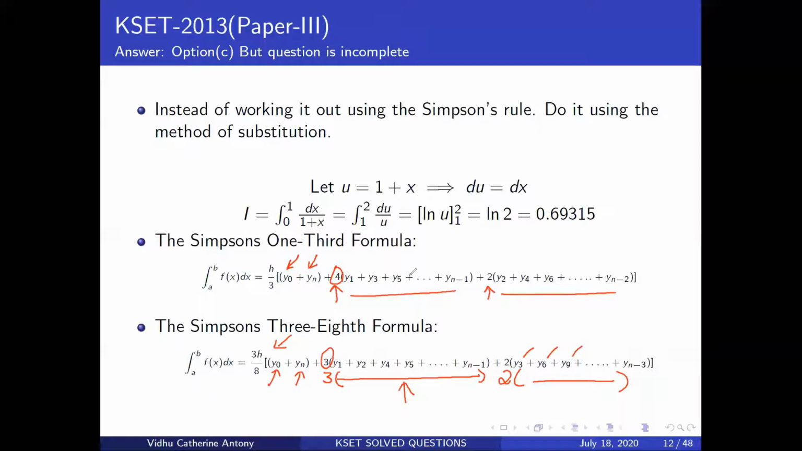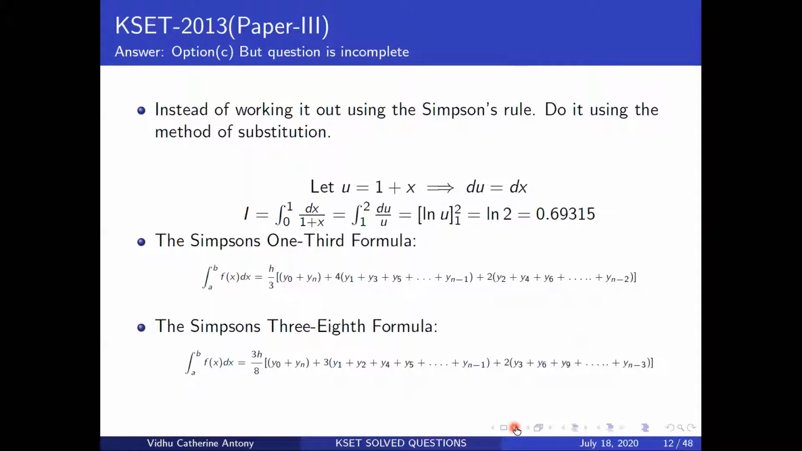Here it's representing odd numbers. Here it's representing everything except multiples of 3. Here you have even numbers, which are multiplied by 2. And here you have multiples of 3 which are multiplied by 2. Okay, so let's just go on.